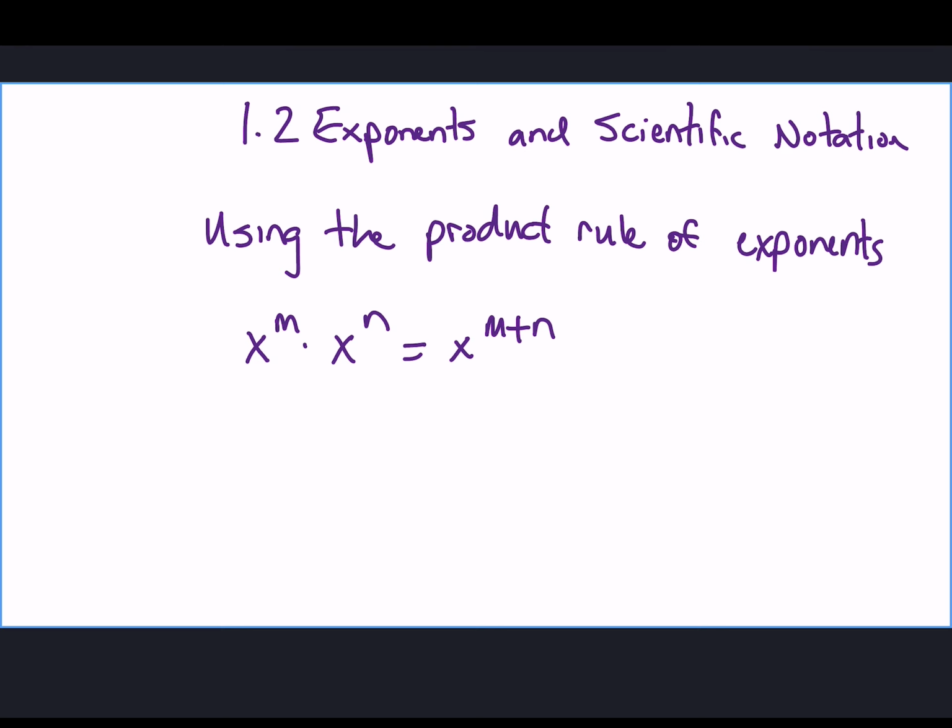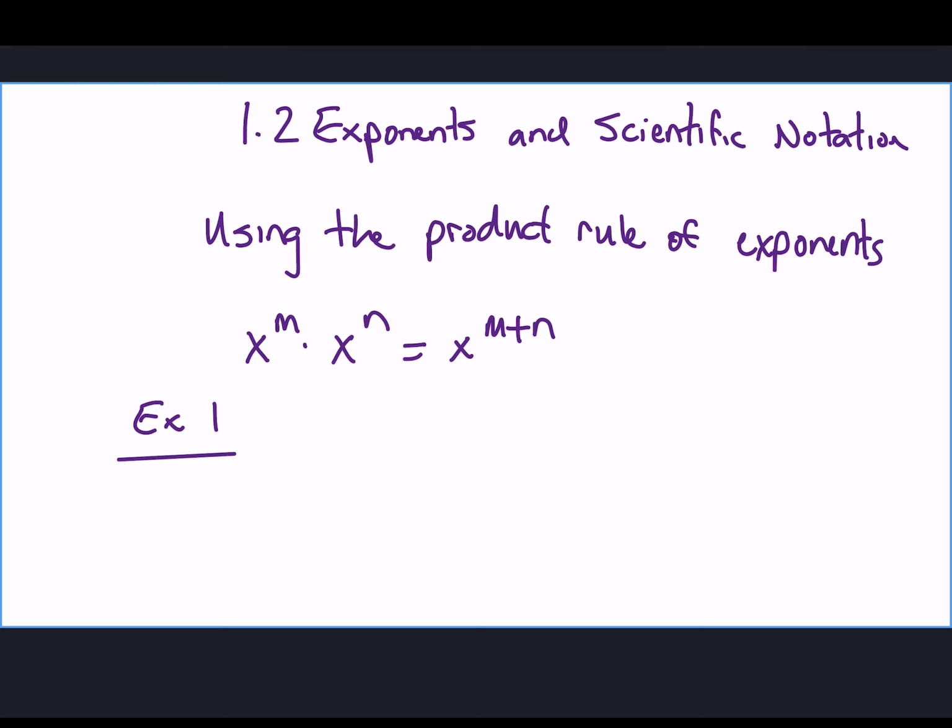power. So when we multiply two factors together that have the same base, in this case our base is x, and different exponents, we add those exponents together, okay? So let's do an example of that.